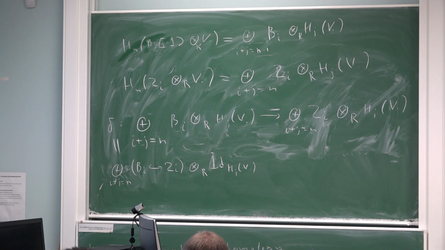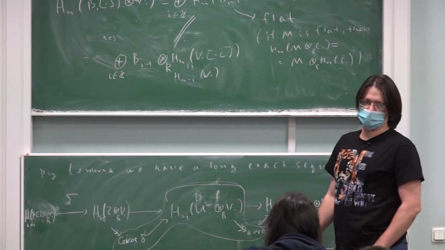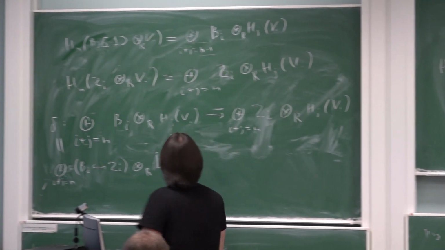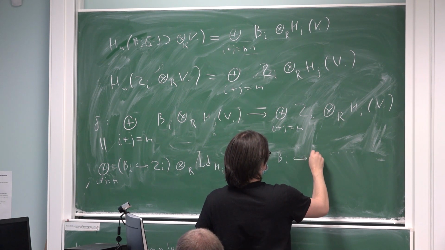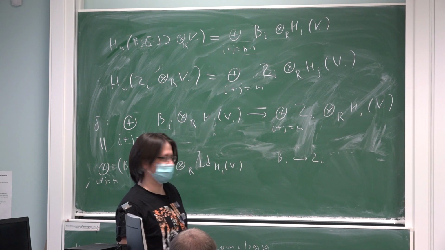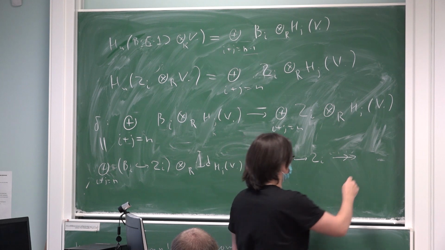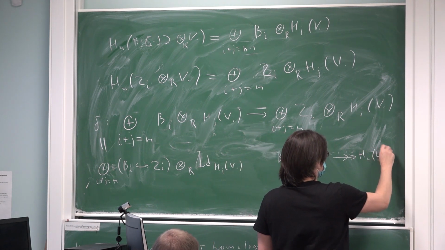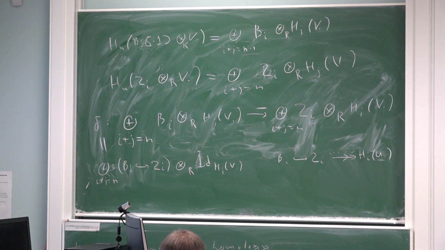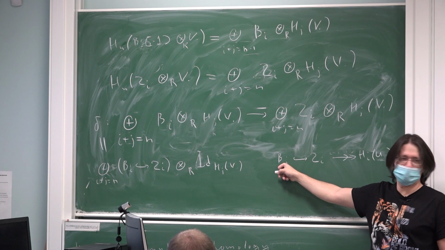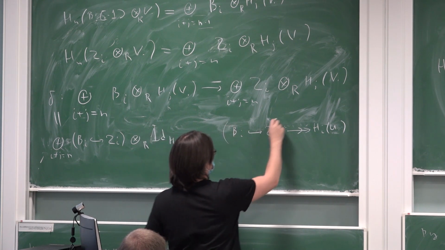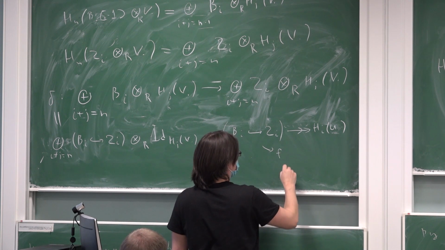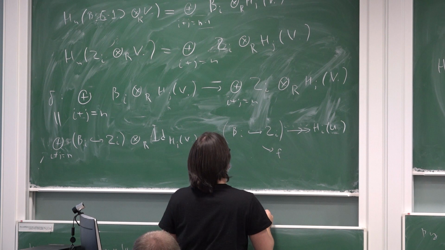And we want to understand the kernel and the cokernel of delta. So if you take the inclusion, yes, then the cokernel of this inclusion is exactly H_i of U, by definition, because these are cycles factor boundaries, homology. And then this part is a flat resolution. And probably we don't need this.